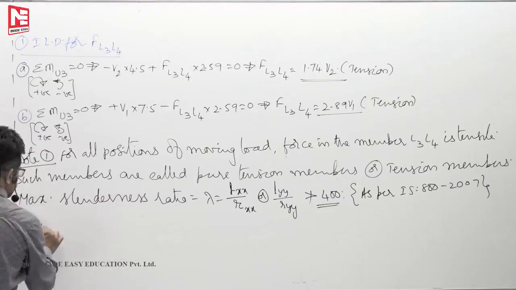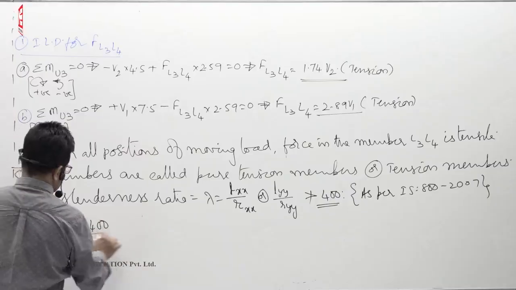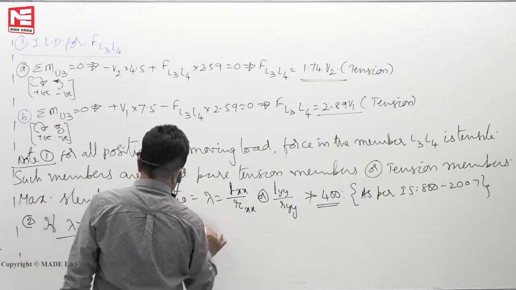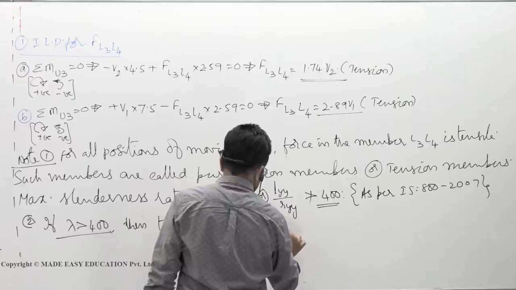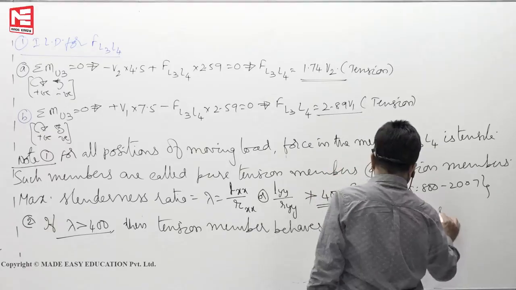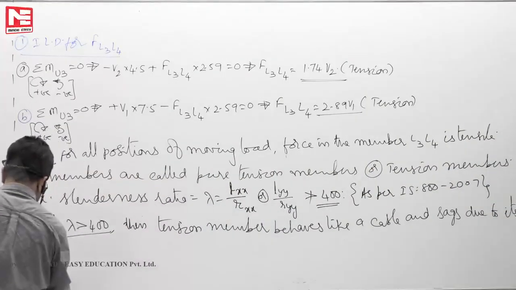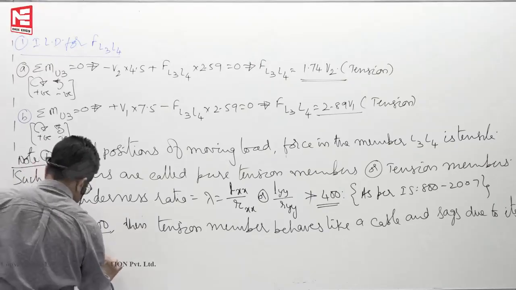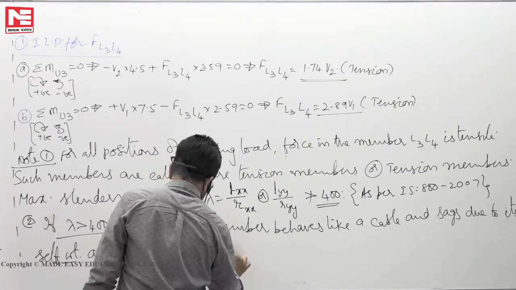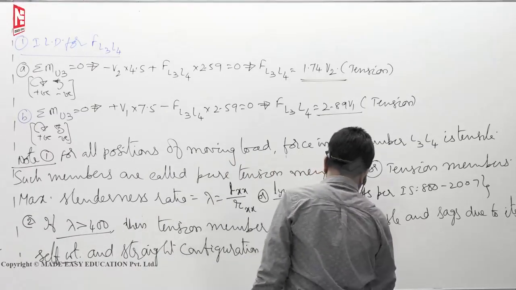So second point is, why should it be like that? If lambda exceeds 400, then the tension member behaves like a cable and sags due to its self weight, and the straight configuration of the member will be lost.